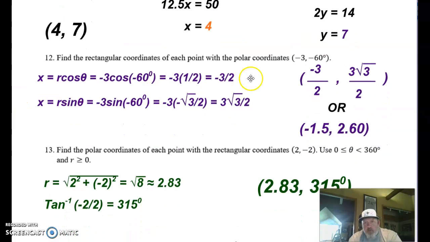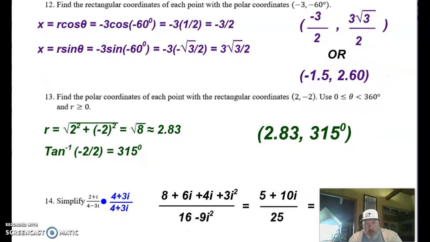Number 12. You want the rectangular coordinates given to polar, so x is r cosine theta, y is r sine theta. I'm guessing most of you did the decimals, that's fine, you did not have to give the exact answer. I'll take the decimal. Please make a note, since this was in degrees right here, you need to be in degree mode when you do r cosine and r sine of theta.